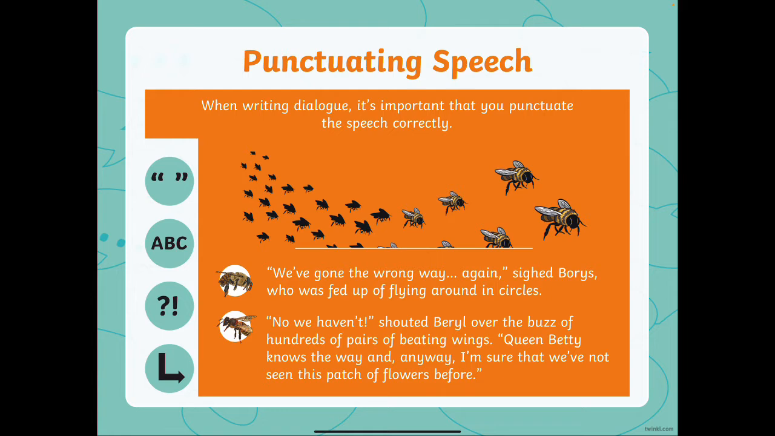Okay, so again, we've started a new line for a new speaker, Beryl, and because that speech is split into two, it's allowed to stay in one paragraph. Okay, so Beryl says, "No, we haven't," and she also says, "Queen Betty knows the way, and anyway, I'm sure that we've not seen this patch of flowers before."